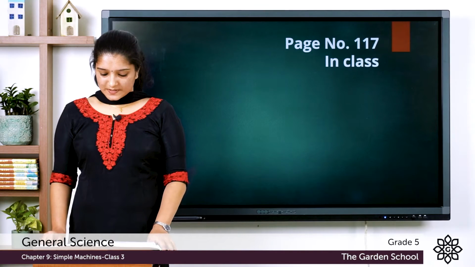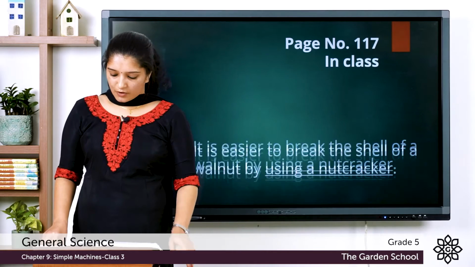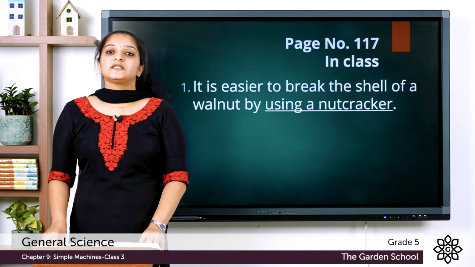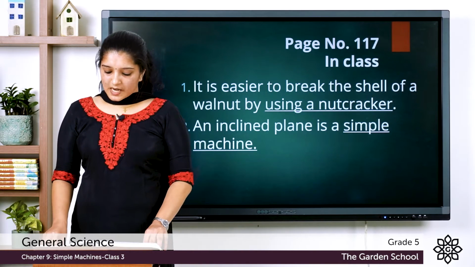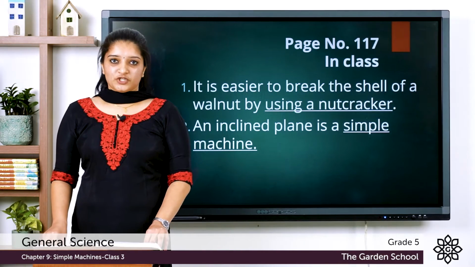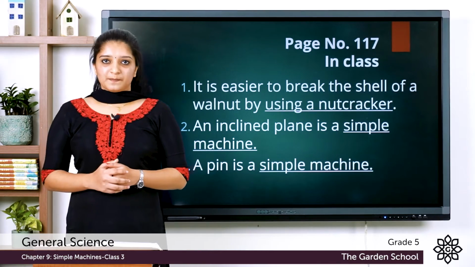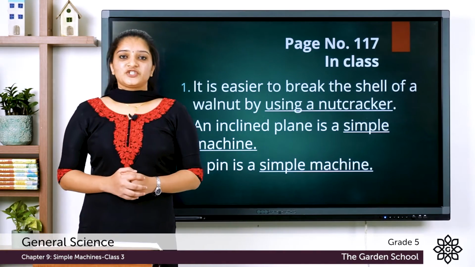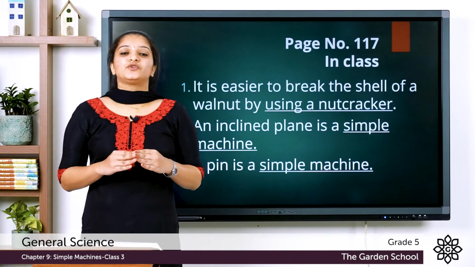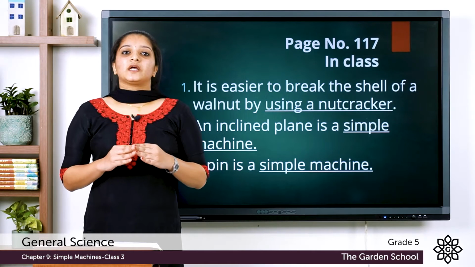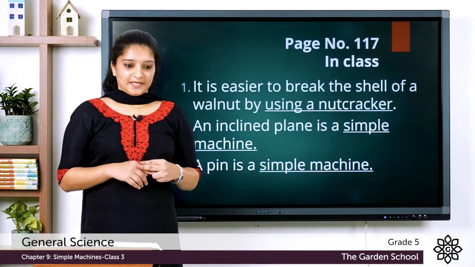Now let's answer these questions. The first question, it is easier to break the shell of a walnut by, answer is using a nutcracker. The second question, an inclined plane is a simple machine. Third question, a pin is a simple machine. So, a wedge is a simple machine in which two inclined planes are aligned together to form a sharp edge, and it is used for splitting, connecting and tightening.